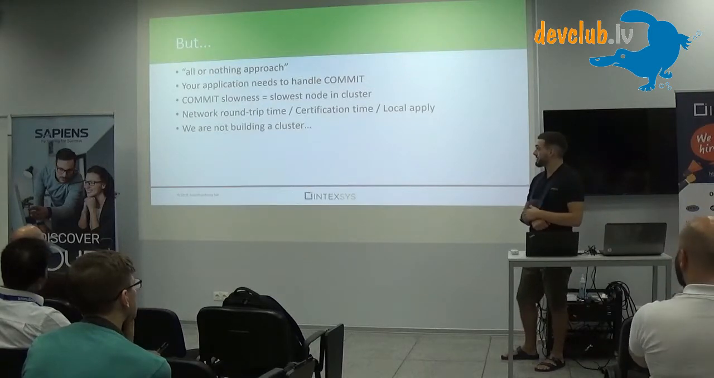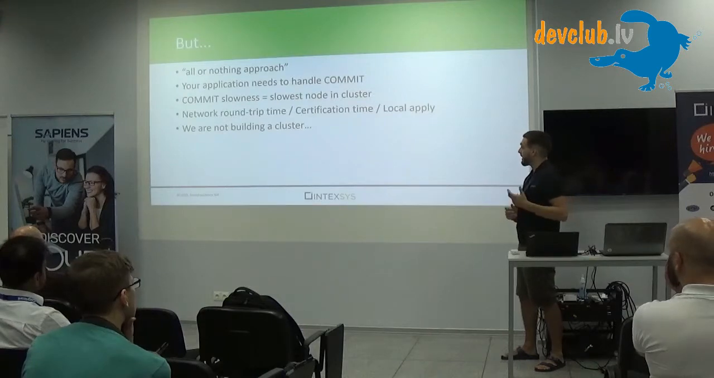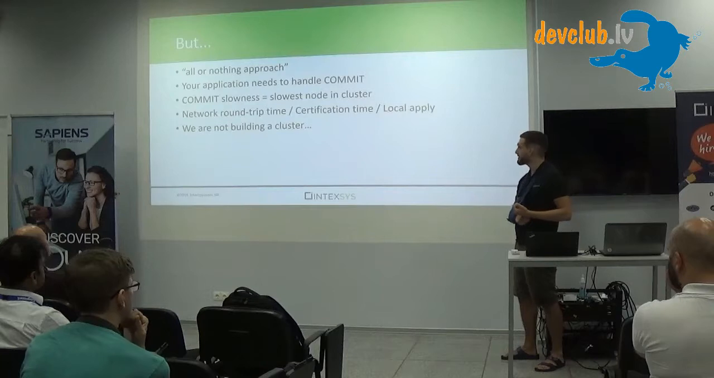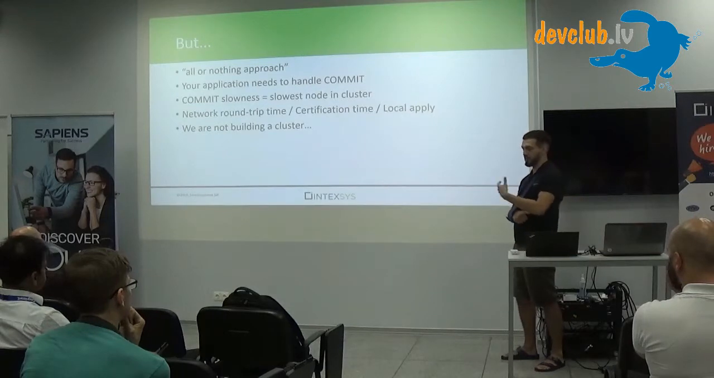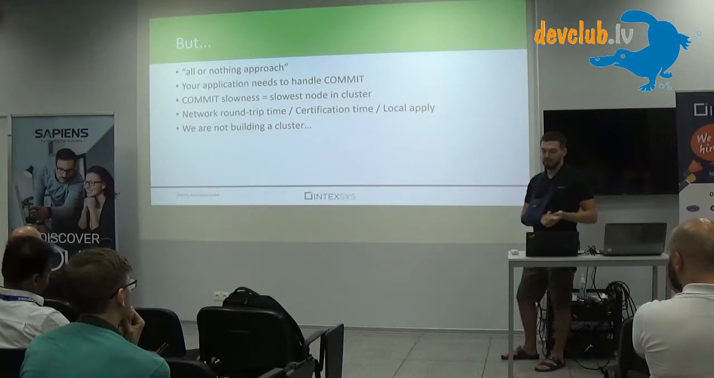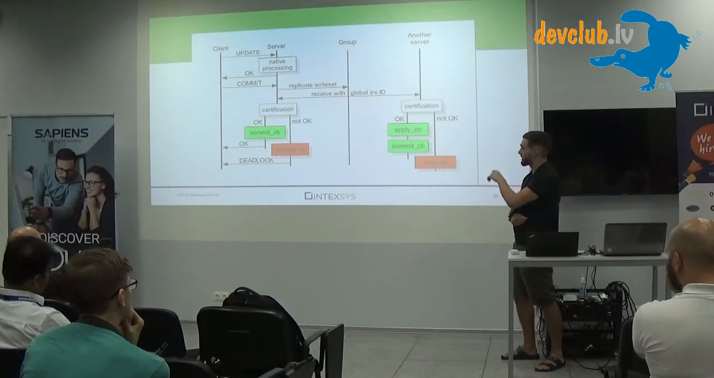But they all use an approach called all or nothing. Your application needs to handle any issues with the commit. The commit is as slow as the slowest node in the group. It could be affected by network, certification, and local apply. And one more thing, we're not building a cluster. So this is a schema of how this approach works.